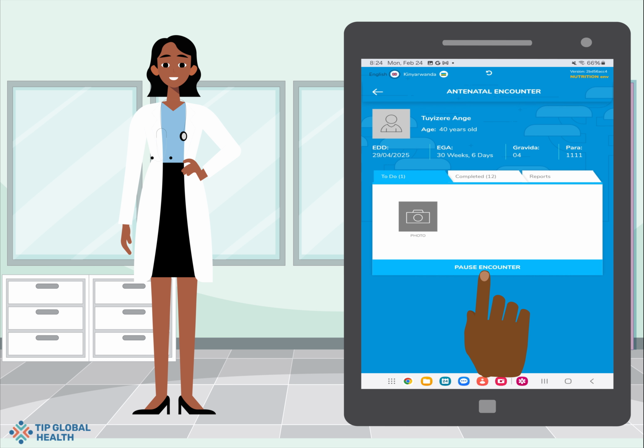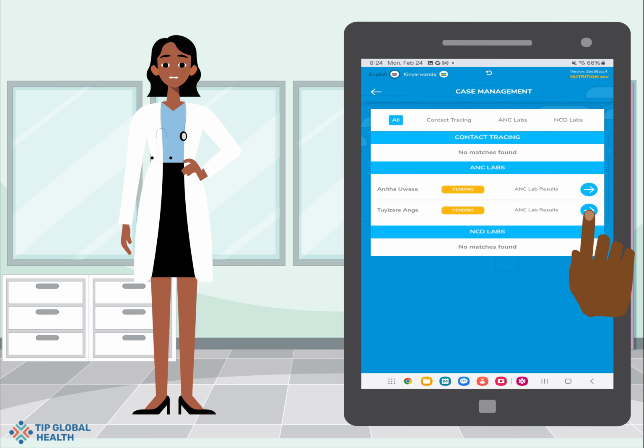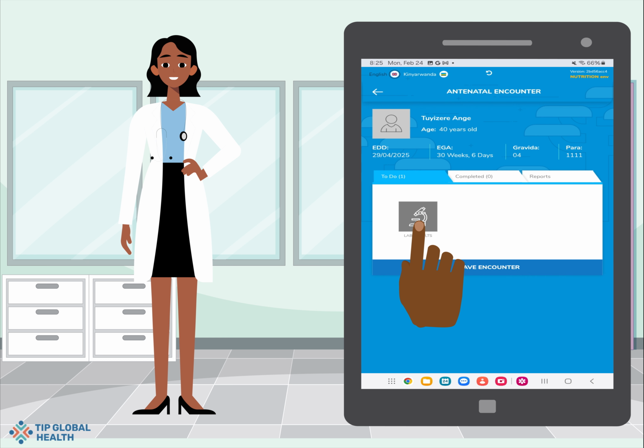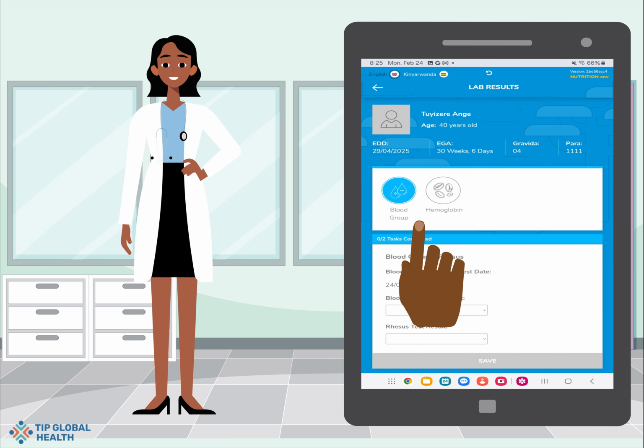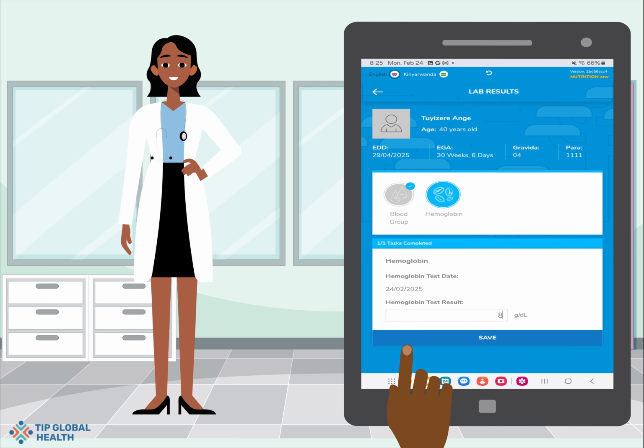Let's go back to the home page, then click on case management, then the arrow next to her name, and then lab results. So now I'll enter these lab results because she had them drawn and I received them from the lab. Her blood group is A positive and her hemoglobin is 8.